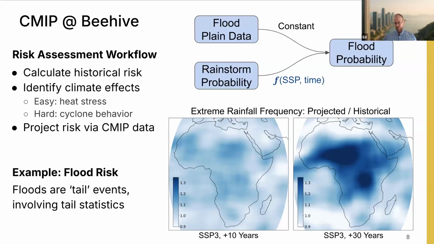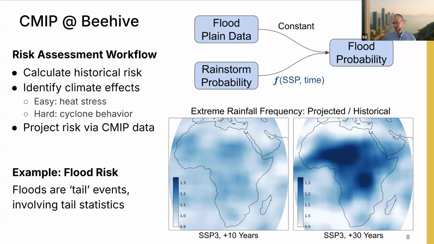And a simple but useful mental model for how to do this is in the upper right here for flooding. So we can break down flood probability into something that stays constant over time, like floodplain information. So, is there a river nearby? What's the local topology? What's the elevation change in my area? That's all very important for flood modeling, but it's not a product of climate model results.